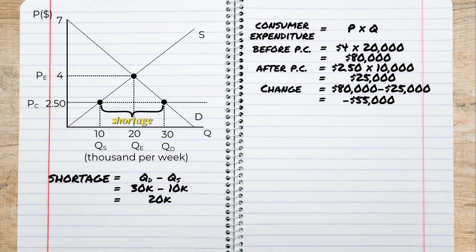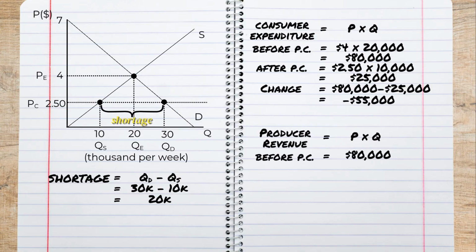How about the change in producer revenue? That's easy. It's going to be exactly the same as consumer expenditure, both before and after the price ceiling, which makes sense because consumer expenditure becomes the revenue for the producer. So the producer revenue before the price ceiling is $80,000, and after the price ceiling, it falls to $25,000, giving us a decrease of $55,000.